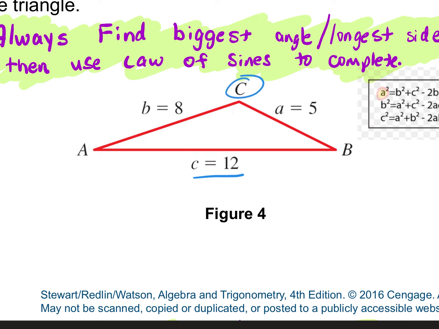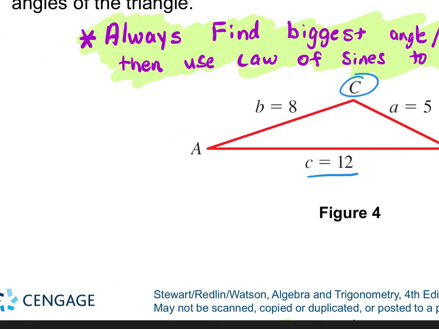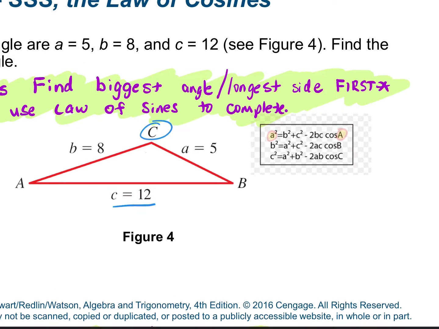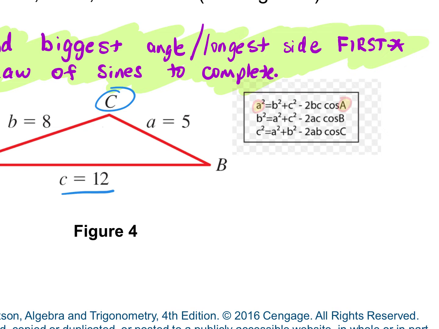So think about all the things we need to find. We need to identify the measure of angle C. What else? Measure of angle A and the measure of angle B. Yep. I know all three sides. I need to find all three angles. So if I'm going to use the law of cosines, which formula would I use? They're all the same, but given the letters, which one do you want me to use?